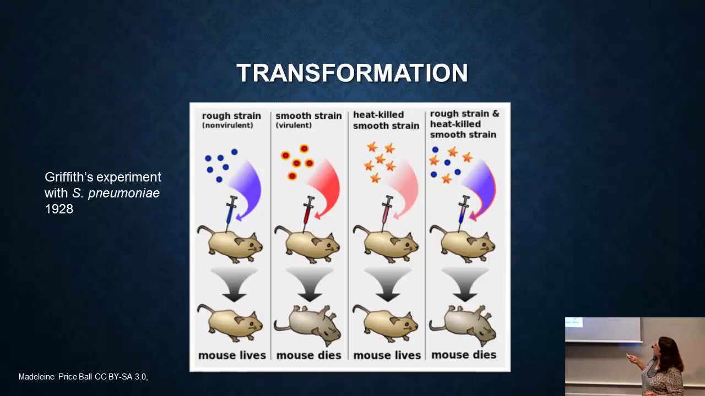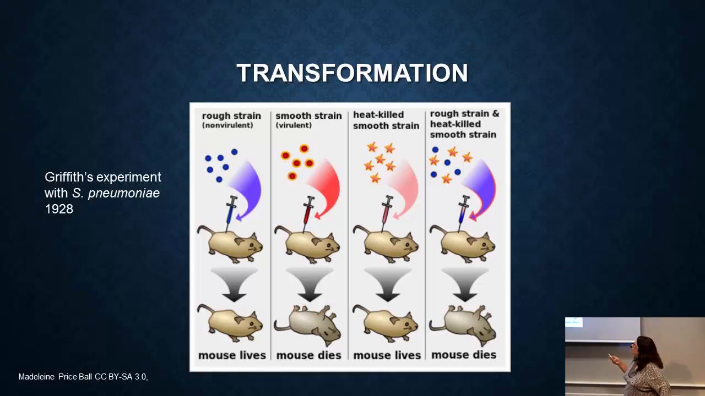There are three ways it can work. The first way is called transformation. Transformation was discovered in the 1920s in a very famous experiment by Griffith. He had two strains of Streptococcus pneumoniae, and this was lethal to mice.